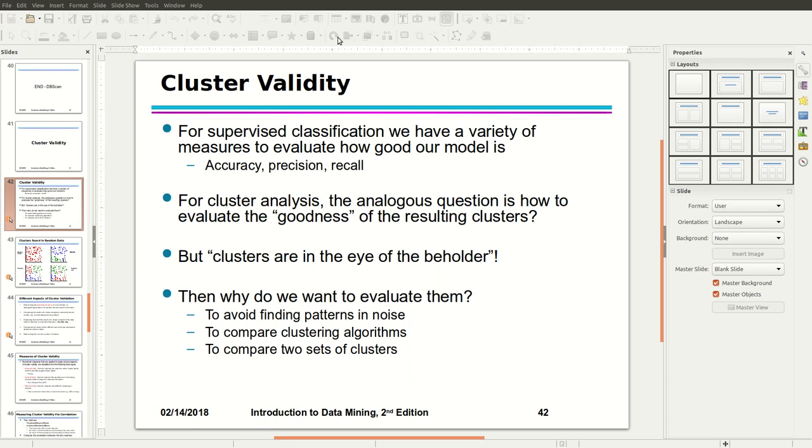If you look at internal measures, we can be using SSE, sum of squared errors. Clusters in more complicated figures aren't well separated.